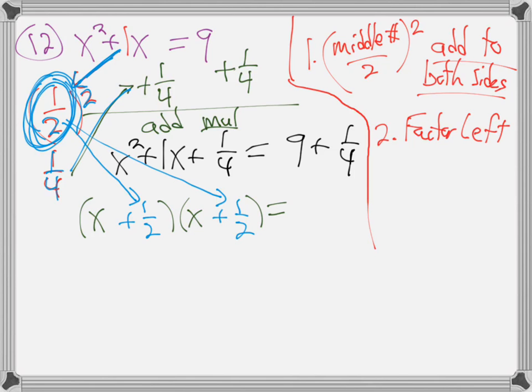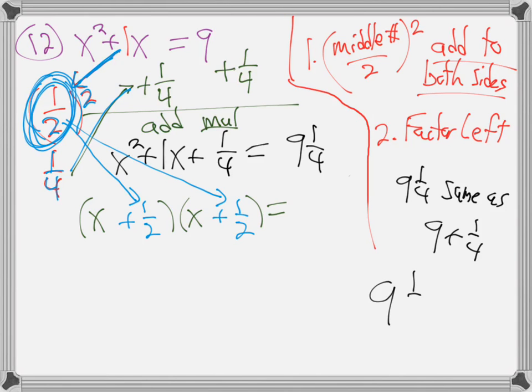And now, what about the right side? How do you do 9 plus 1/4? Can I write that as a mixed number? Is that the same thing? I mean, is 9 and 1/4 the same as 9 plus 1/4? What have we learned in math about when you write two things right next to each other, like 9 and 1/4, with no symbol in between? No symbol in between, doesn't it always mean multiply?